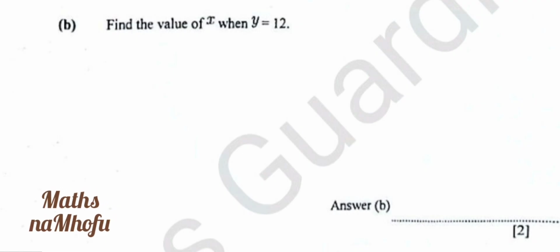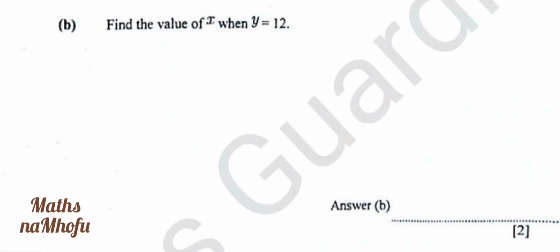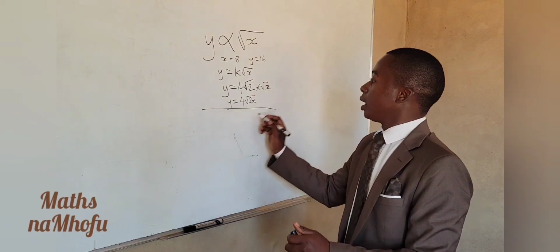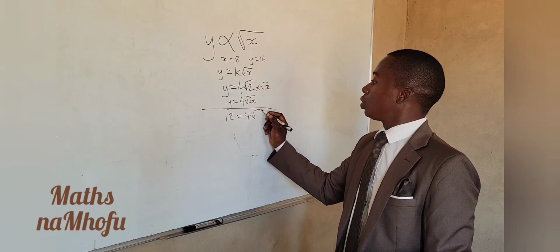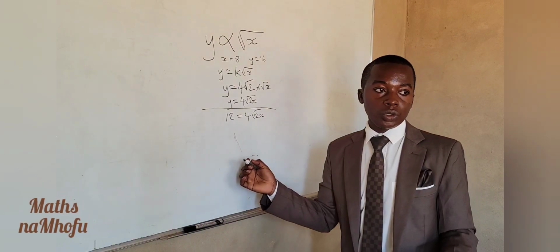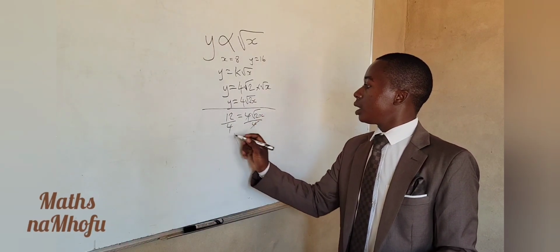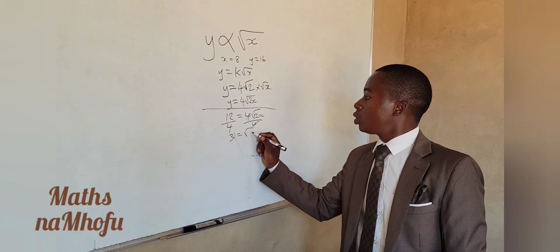Then the next question is asking us, find the value of x when y equals 12. Find the value of x when y equals what? 12. You still use this formula, right? Y equals 12, so 12 equals 4 root 2x. Then what do you do? You divide both sides by 4, this cancels out that. Here you remain with 3 equals root 2x.